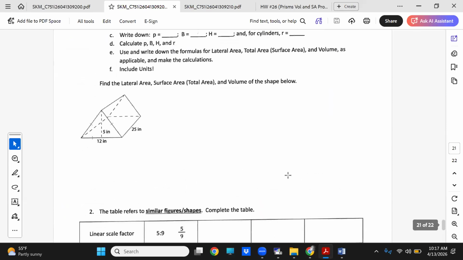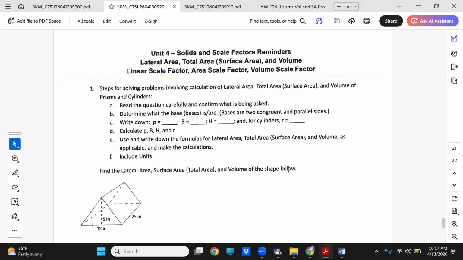And let's take a look at this part right here. It's going to be the last sheet on the notes packet. It looks like this. It says Unit 4, solid and scale factor reminders. Lateral area, total area, volume, linear scale, area scale factor, volume scale factor. We're not doing that on the quiz, just so you know. That's going to be our test next week. But we should start having a discussion because this is probably one concept I think is the toughest for students. So we want to do work for that.